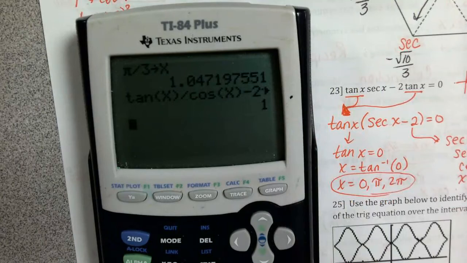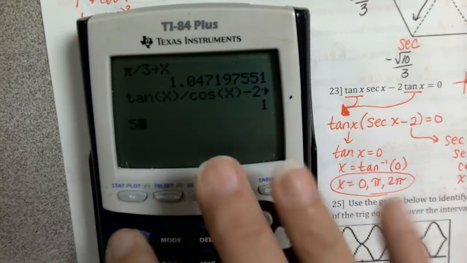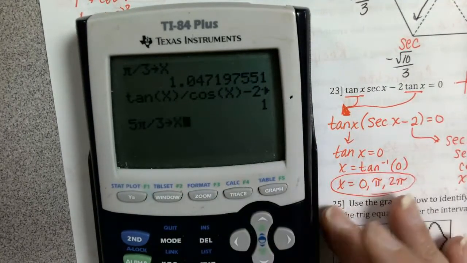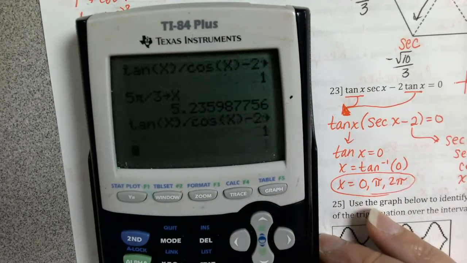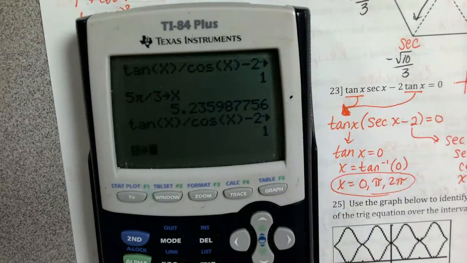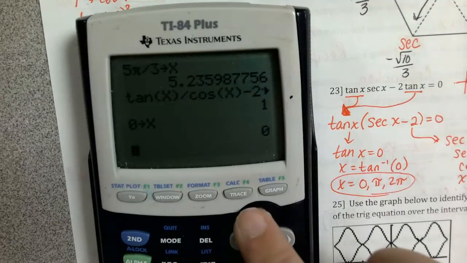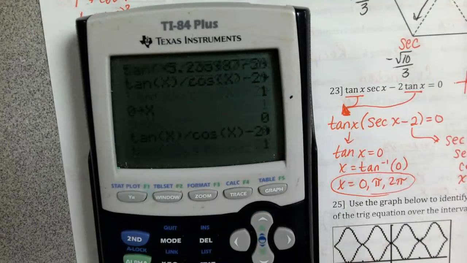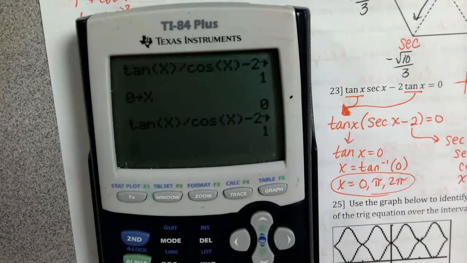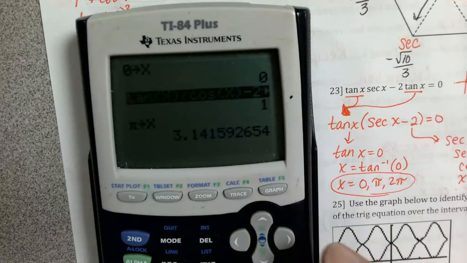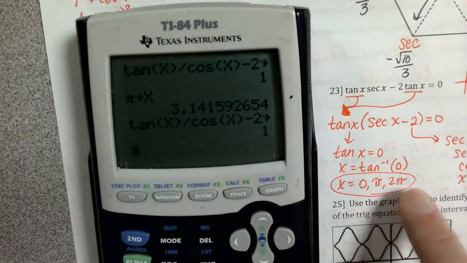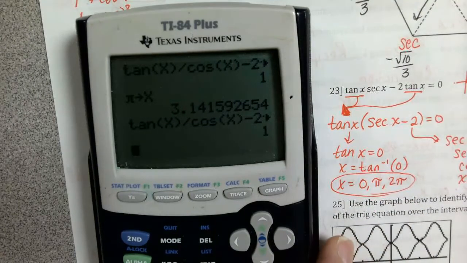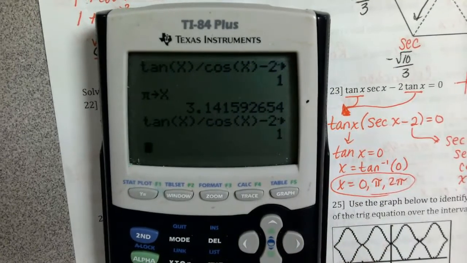We get back a 1, and that means that it checks. So our next solution, 5 pi over 3. We'll arrow back up to retype the equation, press enter, and it checks. Then we're going to check 0, and that one also checks. Then we're going to test pi by storing it as x, arrow up, and it checks. Since 0 and 2 pi are coterminal, we don't need to check the 2 pi, and we know that we found all of those solutions.